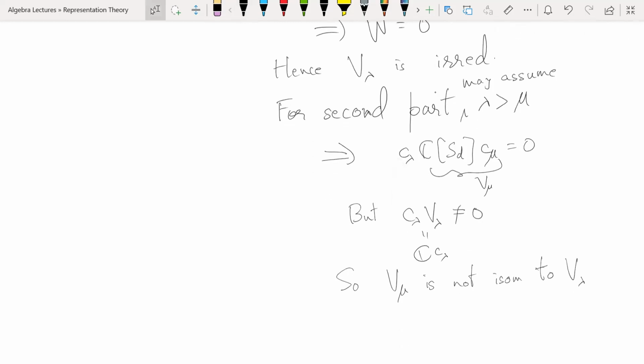Okay, so there's still a bit of argument, I think. So why is C lambda V lambda non-zero? We know that it has to be contained in C lambda, or it has to be non-zero.